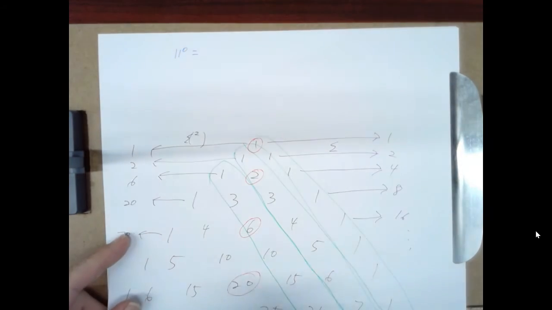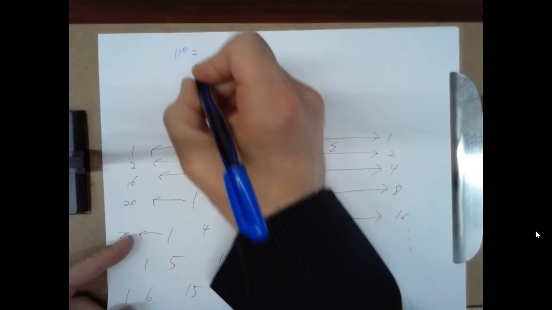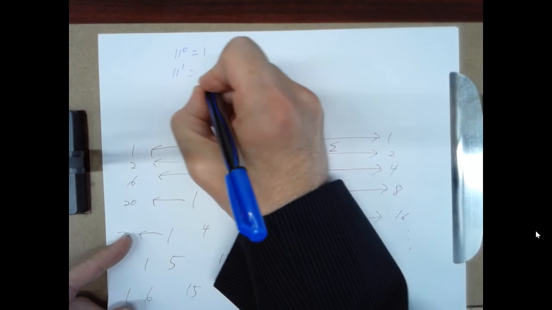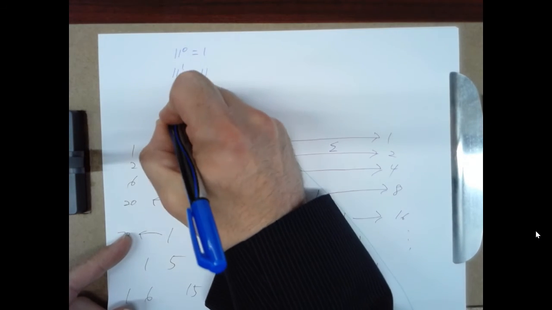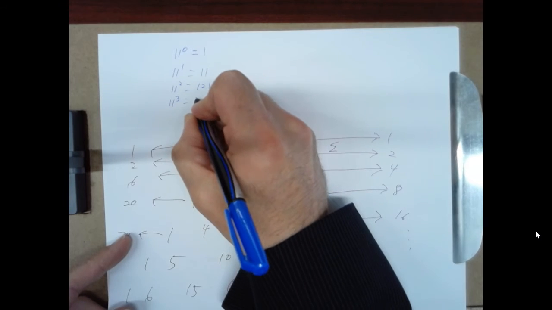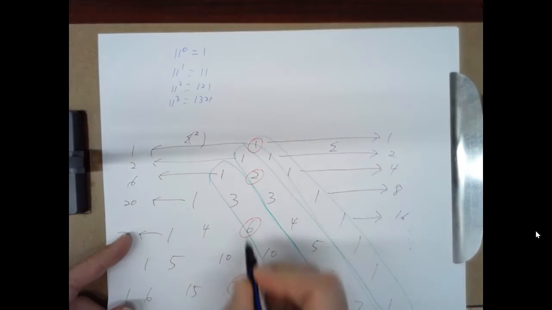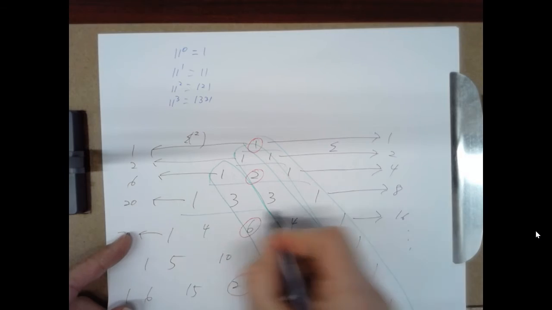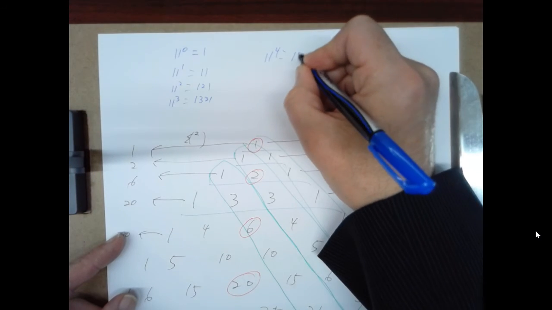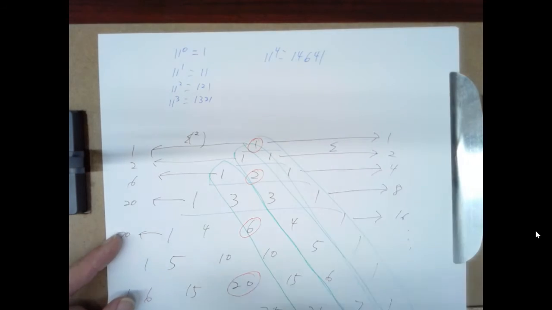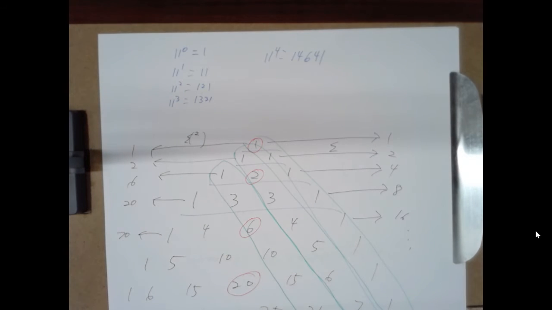So what's 11 to the 0? What's 11 to the first? What's 11 squared? What's 11 cubed? 1, 3, 3, 1. Bang, bang, bang, bang. Guarantee you 11 to the fourth is 14,641. So we got powers of 11 in here by just reading across each row.